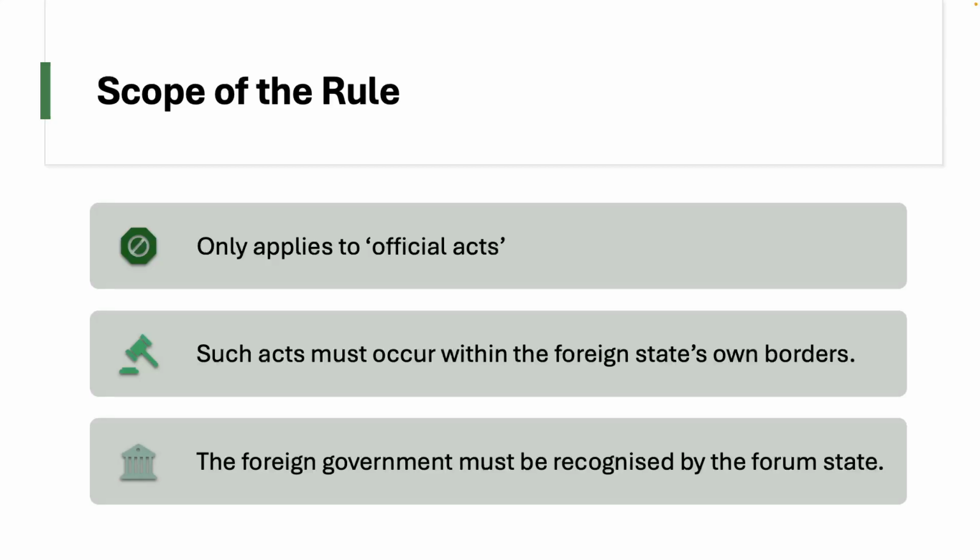Essentially, the idea here is we're talking about acts of states. Foreign governments must be recognized by the forum state. Now, this is a very interesting rule, and it's one that in fact does exist in other jurisdictions and has been suggested in other jurisdictions as well.